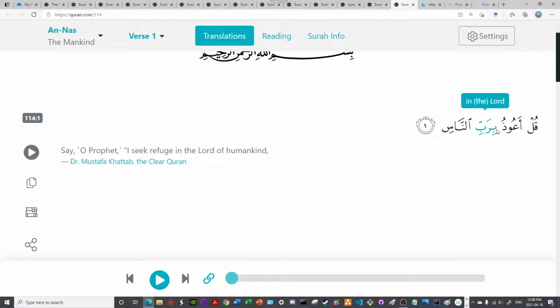I seek refuge in. This is in, but not in as in inside. In is the preposition that matches the verb seek refuge here. So this is a prefix to indicate in, as you can see here. Bi rabbi. Rabb I would say master, and God is ilah in Arabic, because Rabb means Lord or master. So if the husband in a household would be Rabb al-Bayt, the master of the house or the Lord of the house.